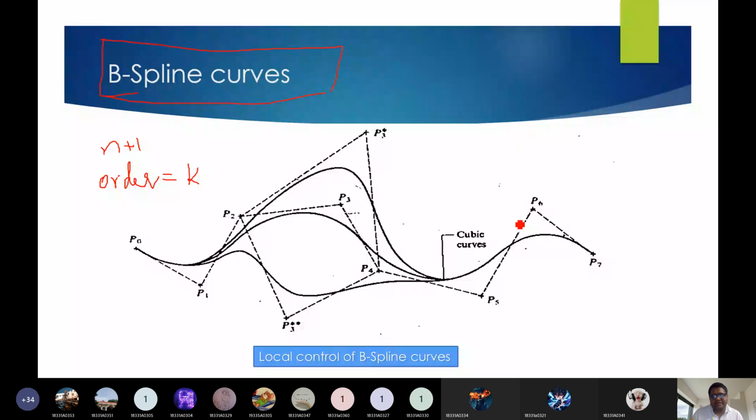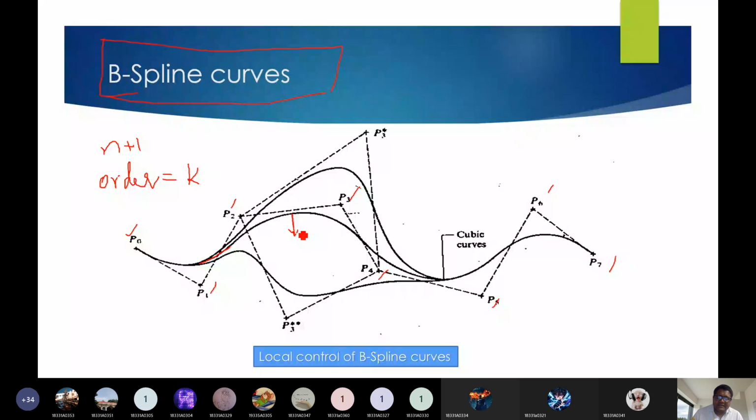From this picture, let us try to understand some of the things. Here you can see the original control points are P0, P1, P2, P3, P4, P5, P6, P7. How many control points? 7 plus 1, total 8 control points. If you look at the original spline formed with the help of all these 8 control points, it is something like this. This is the original curve. You can understand the path of that curve.